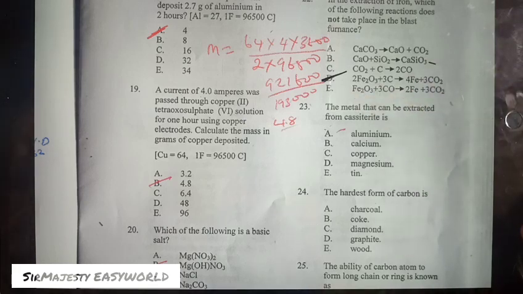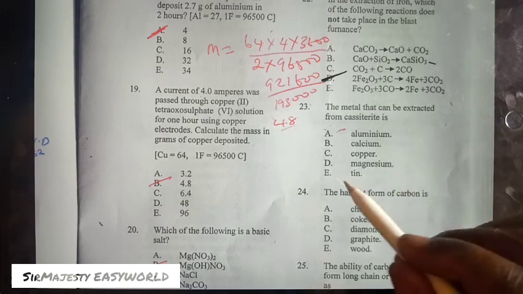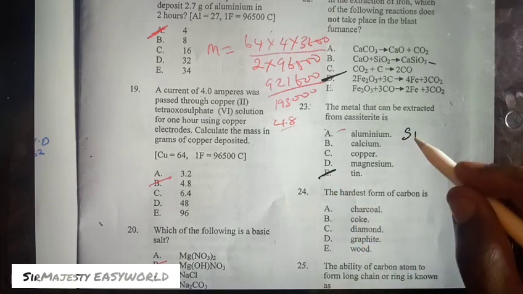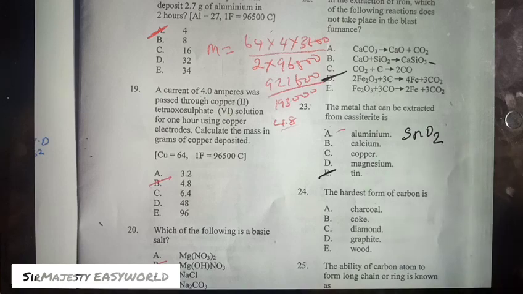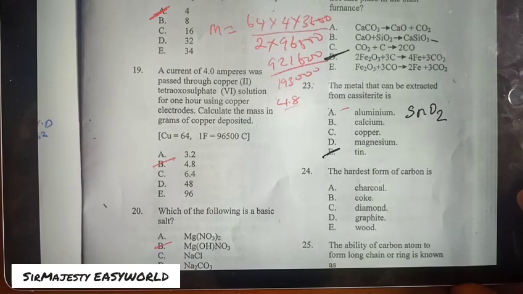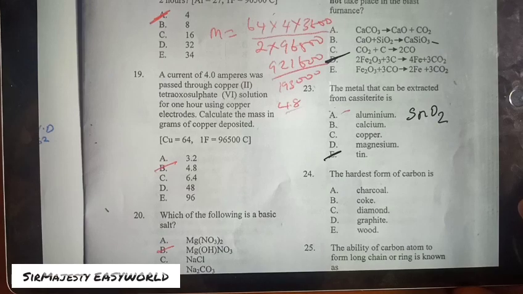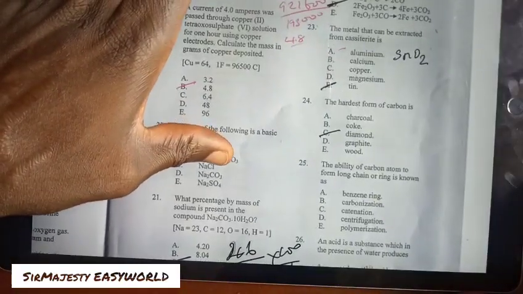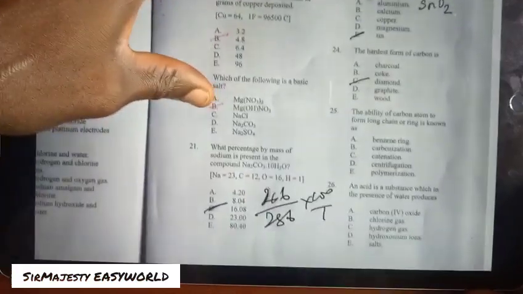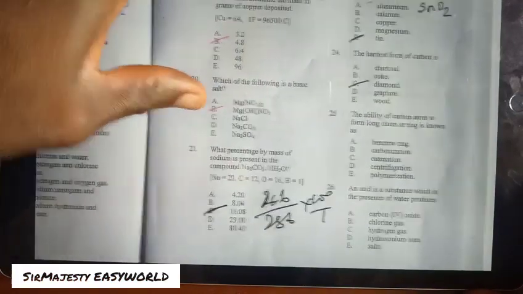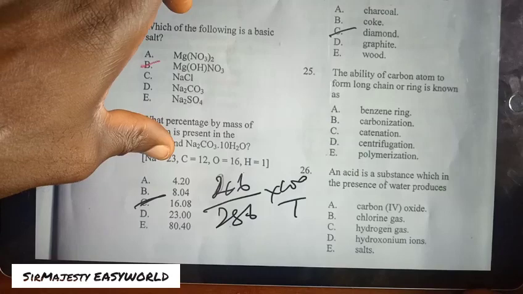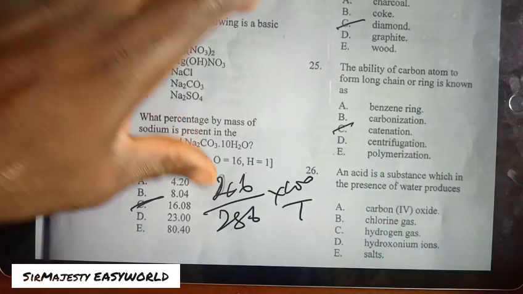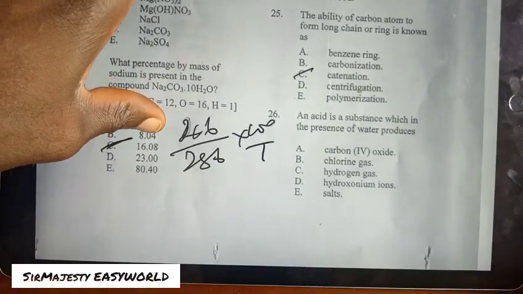The metal that can be extracted from cassiterite is tin. Cassiterite is an ore of tin, also called tin stone, and the formula is tin(IV) oxide. So the next question is over here. They said the hardest form of carbon is diamond. That's a bonus question. Then the other one says the ability of carbon atoms to form long chains or rings is known as catenation. Simple. That's the ability of carbon that enables it to form numerous organic compounds.